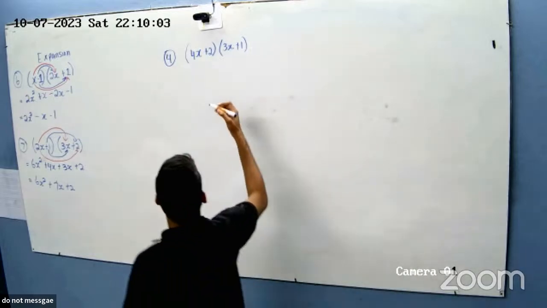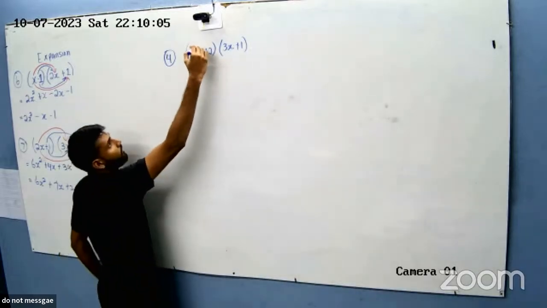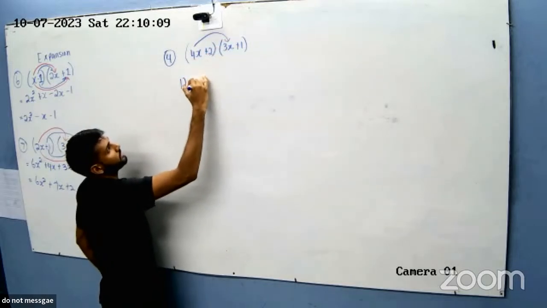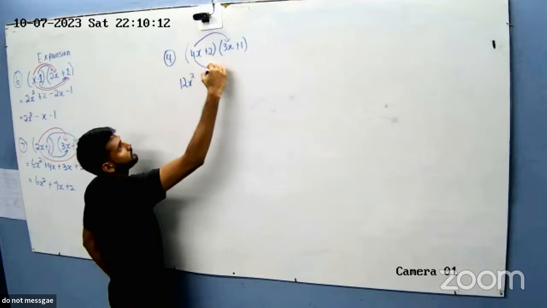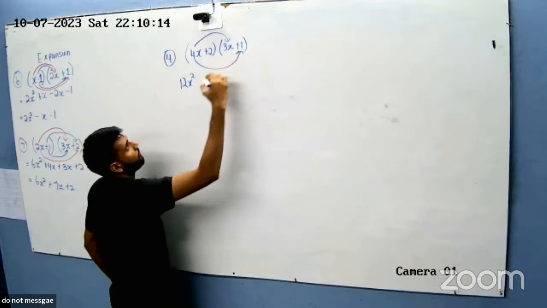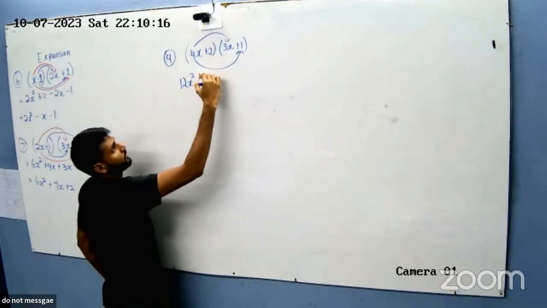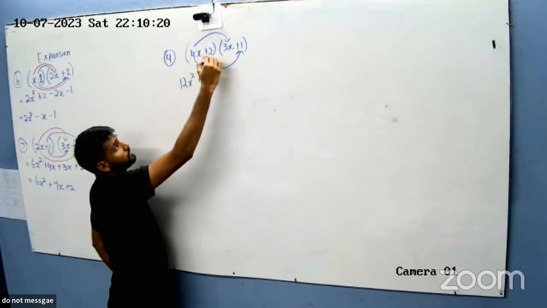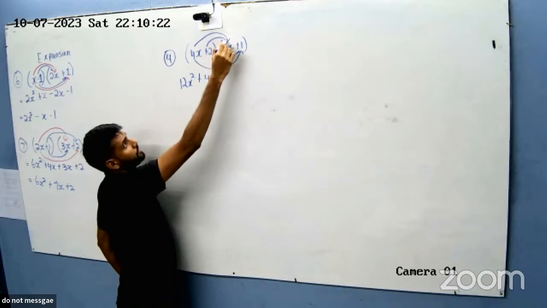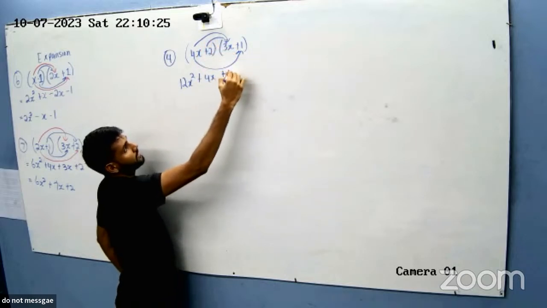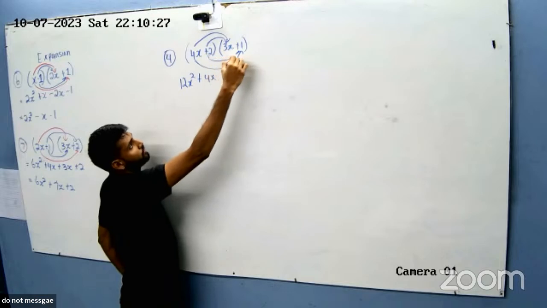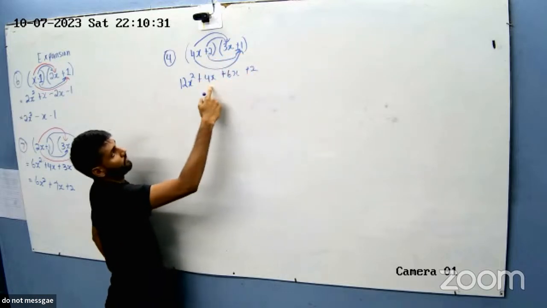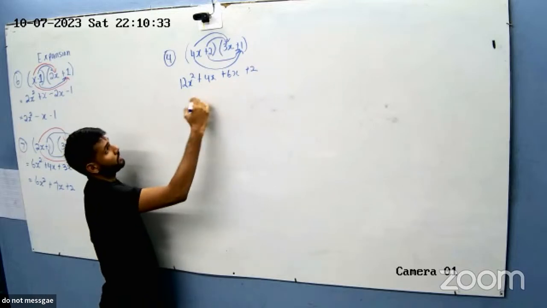You ready? So what are we doing here? 4 by 3x, 12x squared. 4 by plus 1, 4x. 2 by 3, plus 6x, and then 2 by 1, plus 2. The common terms together, so you just add them.